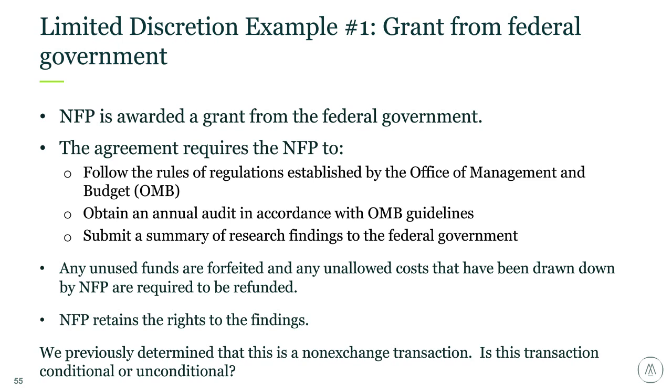Here's an example. This is basically the same as our very first example, where we determined that we had a non-exchange transaction. This is really your typical federal award that a nonprofit will receive from a federal agency. Again, the federal agency provides funds to a nonprofit organization. The organization must follow the OMB guidelines and must perform a single audit. There are research findings that have to be provided back to the federal government. Any unused funds have to be returned to the government, and the nonprofit retains rights.